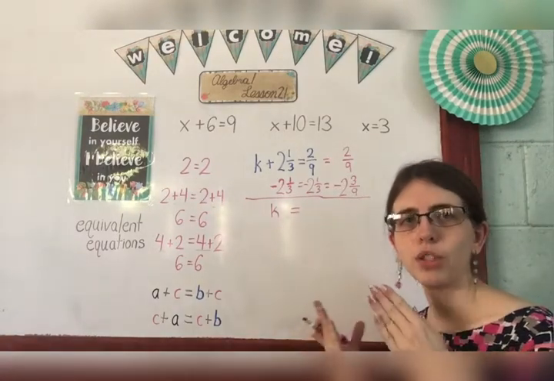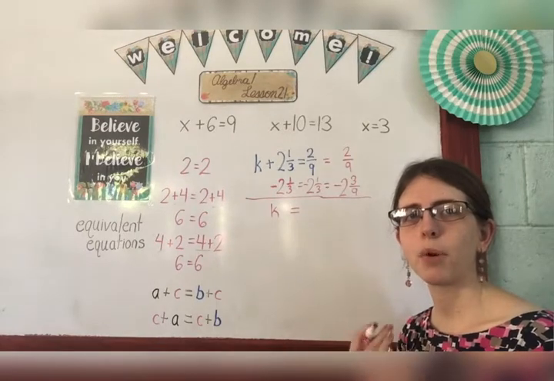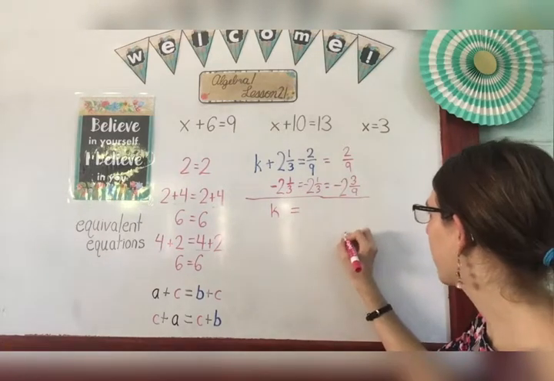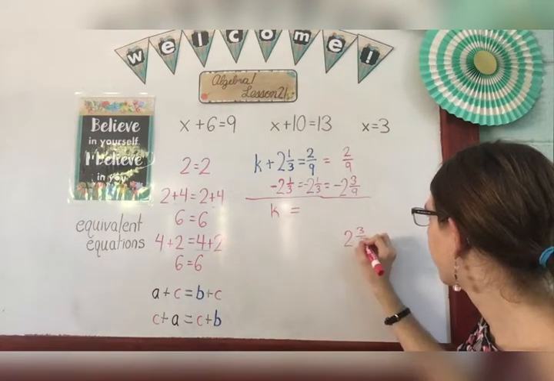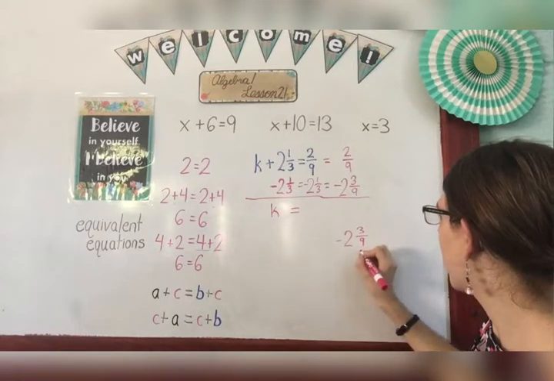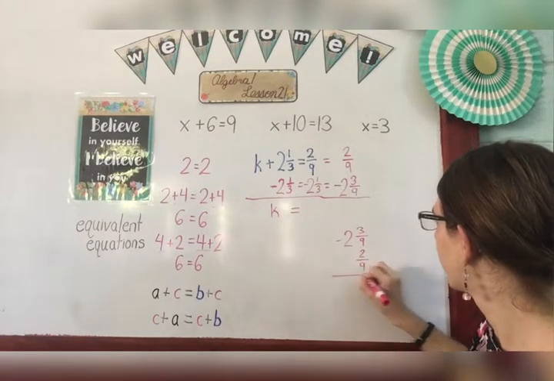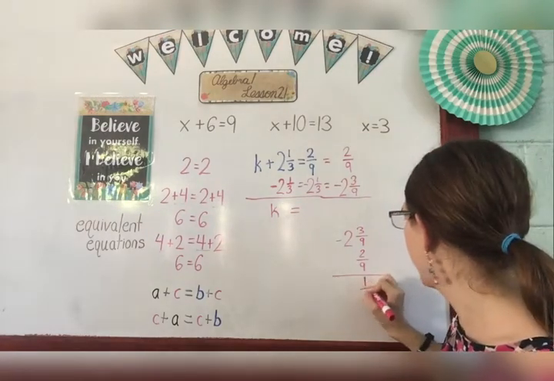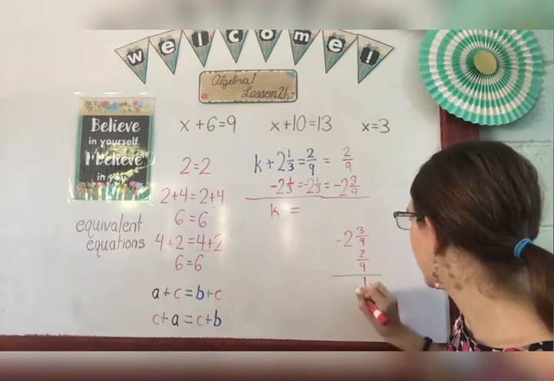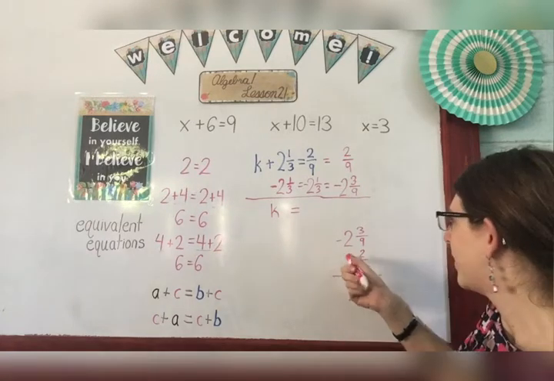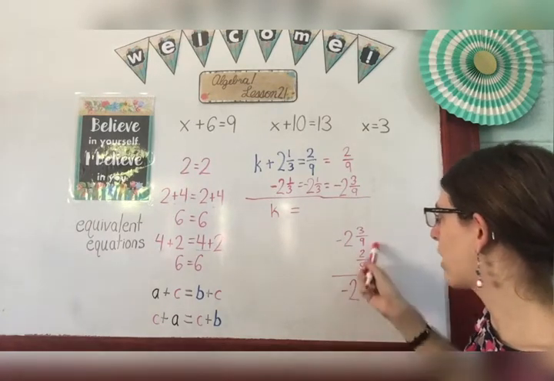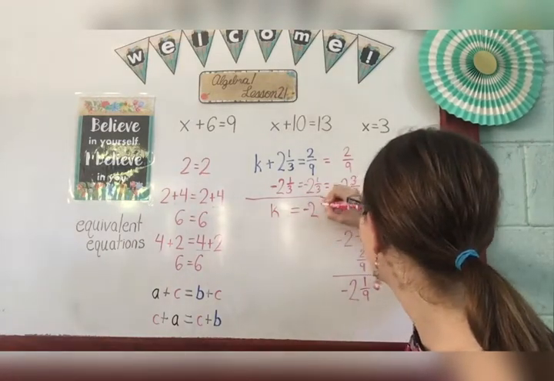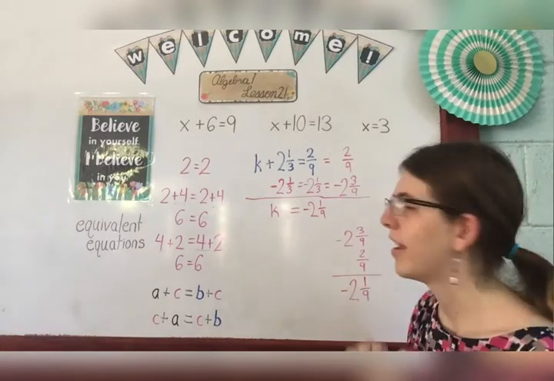So remember that means you subtract and take the sign of the number with the larger absolute value. In order to subtract, I have to put the bigger number on top and then the smaller number. So that's how I subtract. 3 minus 2 is 1. Denominators stay the same. 2 minus 0 is 2. Stays negative because the larger absolute value is the negative number. So k equals negative 2 and 1/9.